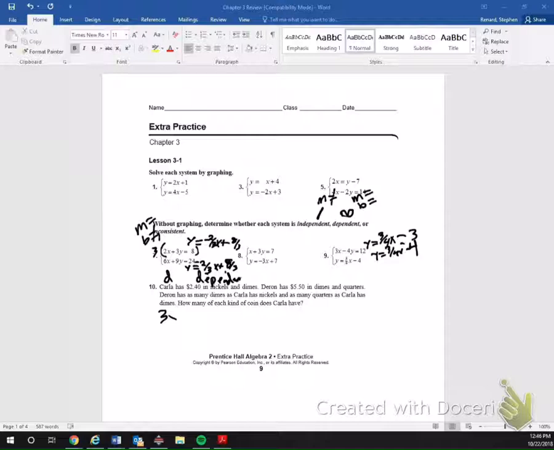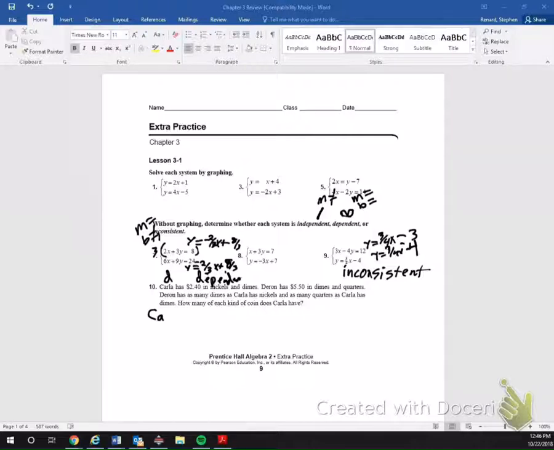Okay, so number 9, we have the same slope, but different y-intercepts. So we have 3/4 x minus 3 and 3/4 x minus 4. So those are going to be parallel or inconsistent.